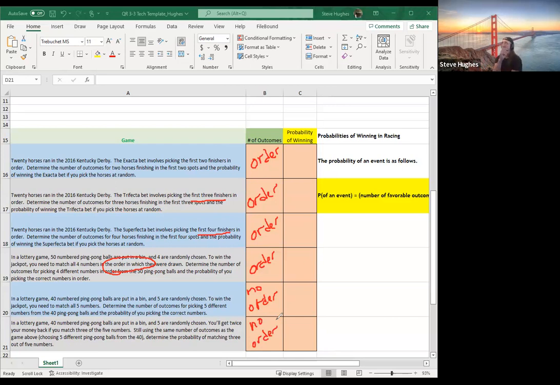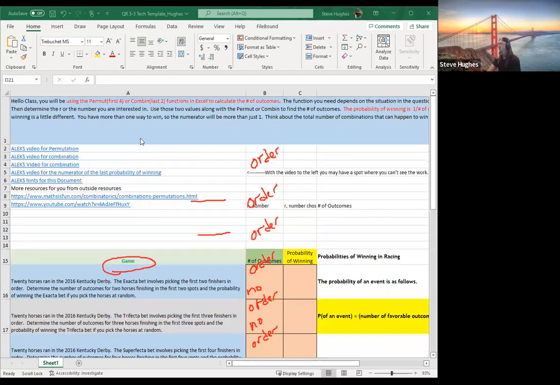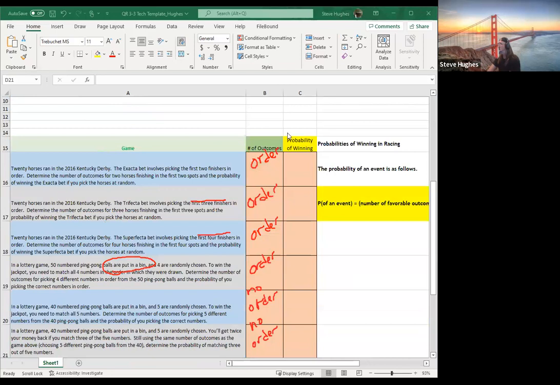Now, why am I saying order matters or order doesn't matter? Because we use a permutation. Let's scroll back up here just a second. It says you'll be using the permutation for the first four. That is where order matters, and a combination for the last two to determine the number of possible outcomes. All right, so let's clear this out.